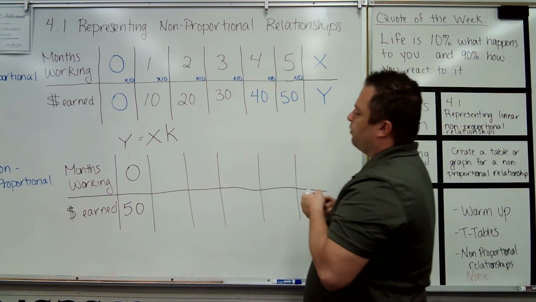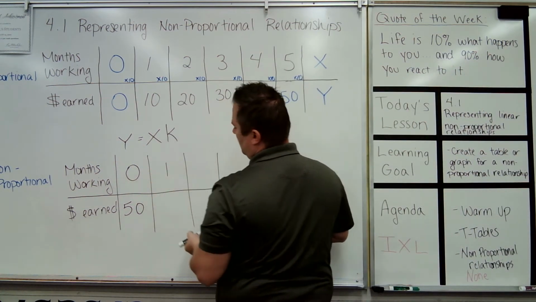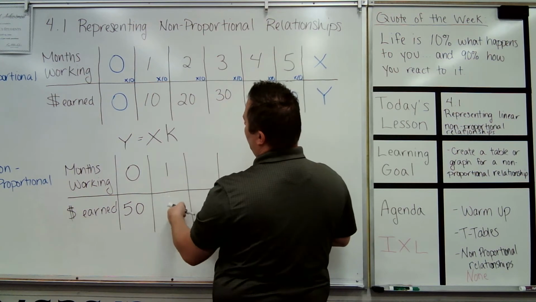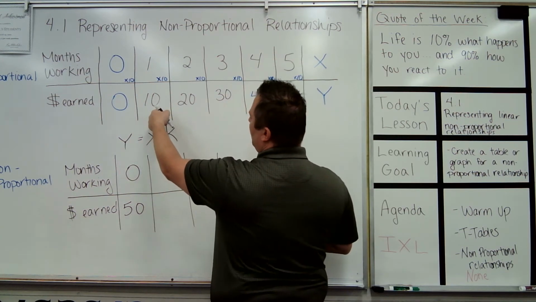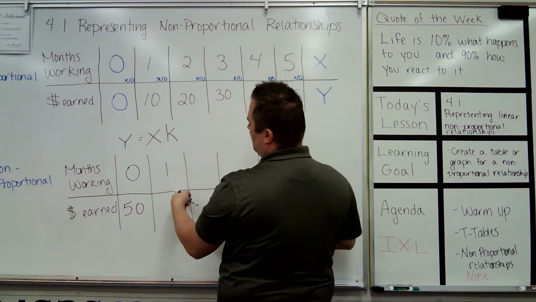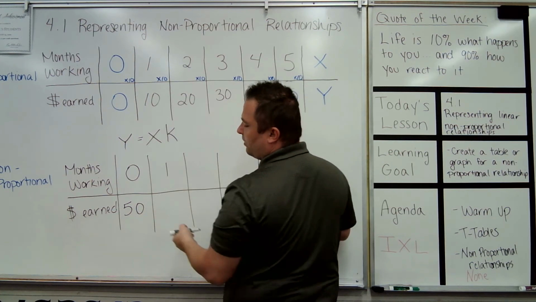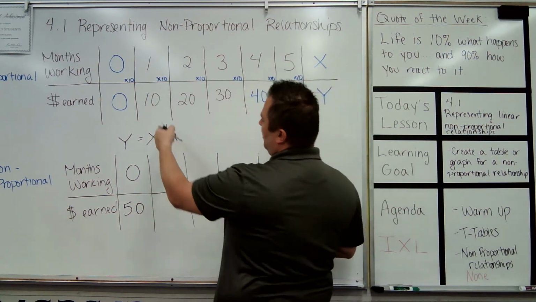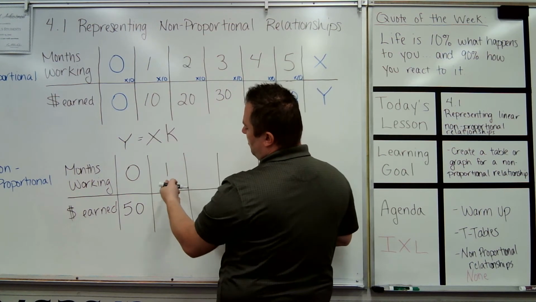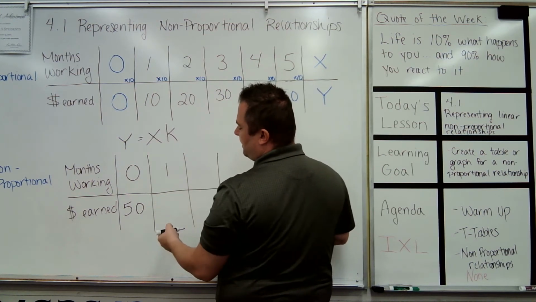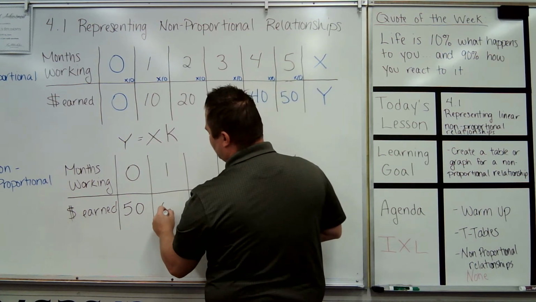Well, if I saved for 1 month, I wouldn't have $10 because I earned that $10 per month, sure, but I already also had $50 in my bank account. So I'm going to earn that $10, but I'm going to add it to the 50 that I already had. So this number is going to be a 60.